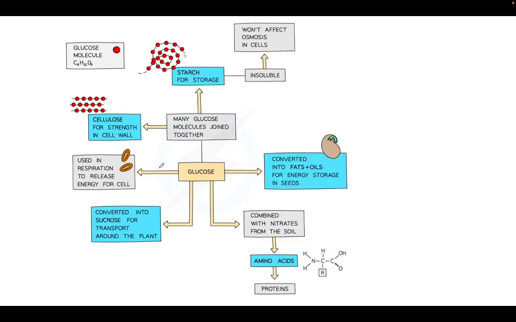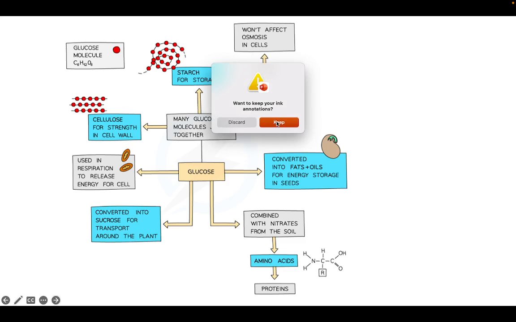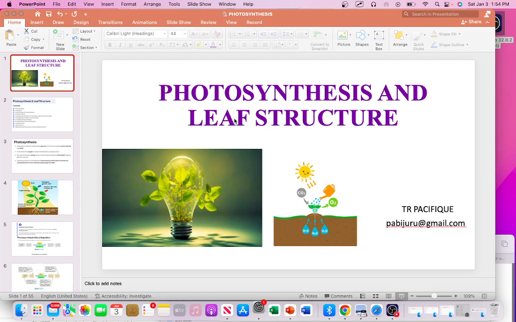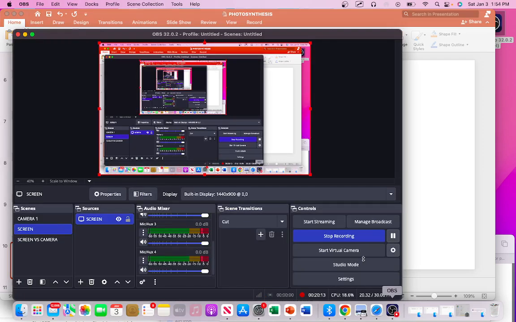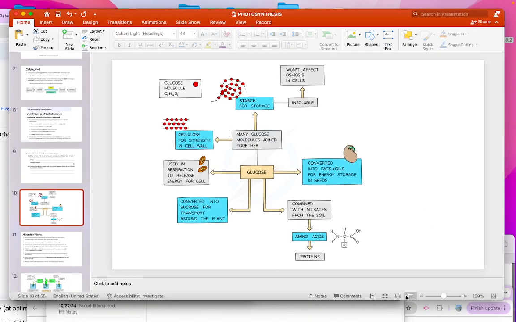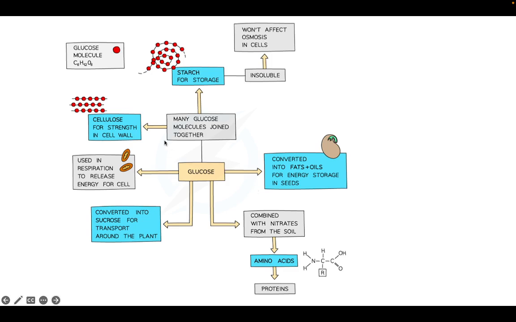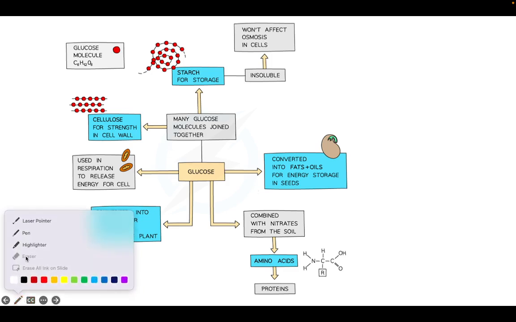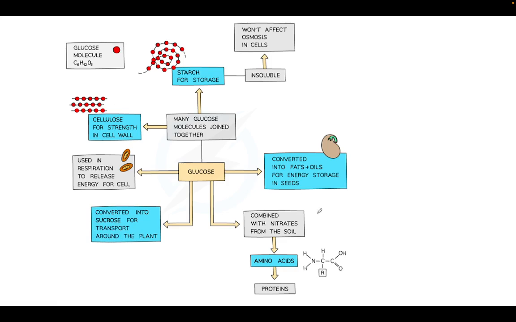Now, going to the next point that we'll be talking about, we saw the moment glucose is formed, we should understand what it's turned into. So, glucose can turn into, yes, as you can see, different substances.